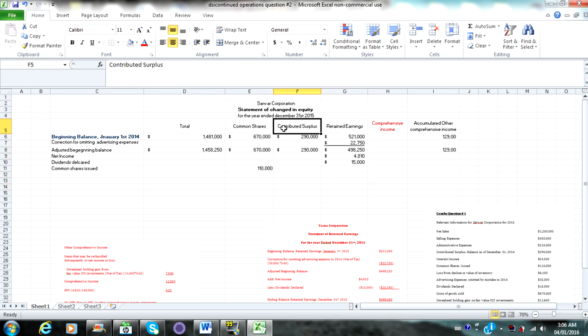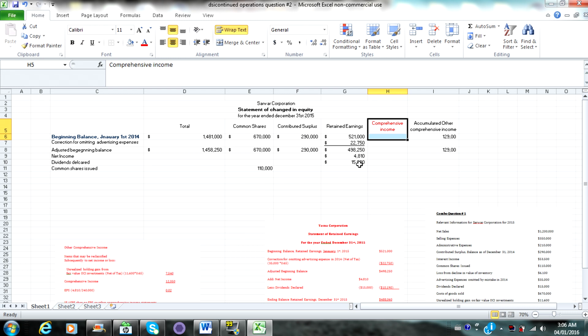Moving on to contributed surplus. Contributed surplus is a super complicated account that there's no point in me going into and explaining, because you don't need to know it for the course. All you need to know is that it is a shareholders' equity account and that you include it on the statement. Since it is so complicated, you're never going to be expected to make any adjustments to the account, since you're really not expected to know what it is. So all you need to do is list your beginning balance and you're good, because nothing is going to happen to it. So contributed surplus is good, common shares is good, retained earnings is good.